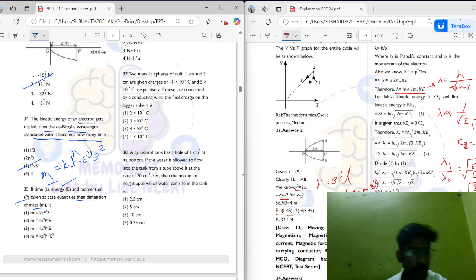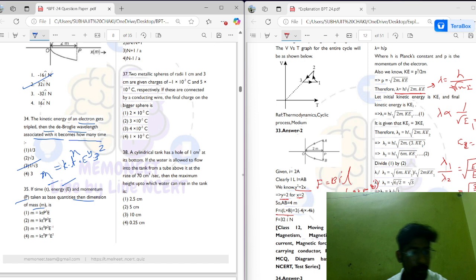36. This is from the experimental physics, a new addition to the syllabus. It was previously in units and measurements, but now it's a different part. N divisions of the main scale coincide with n plus 1 divisions of the Vernier scale. If each division of the main scale is a unit, then the least count.